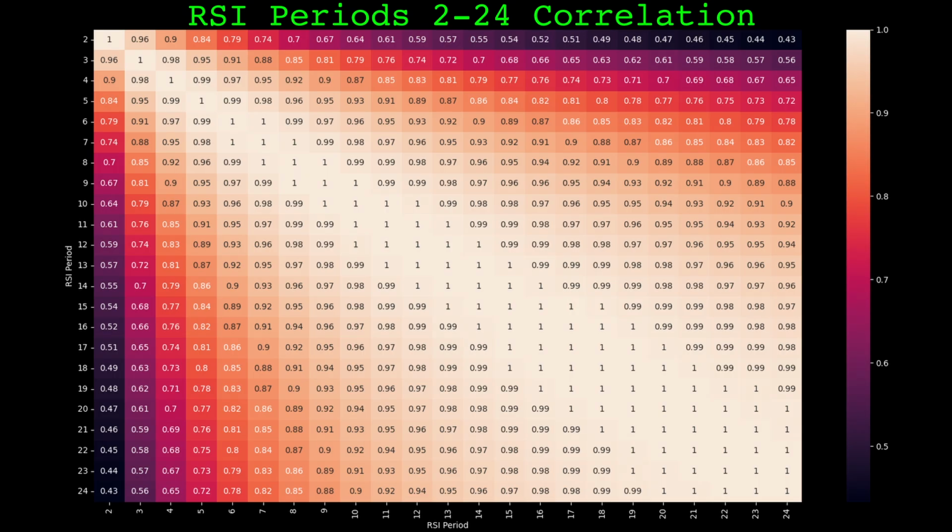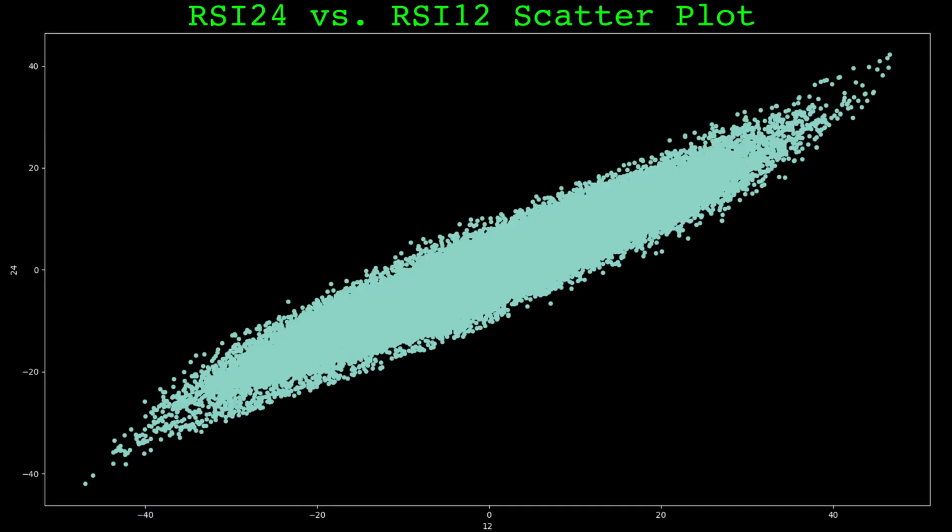We have a total of 23 RSI periods, which is a high dimensionality, and because of the high overlap in information, we're going to use principal components analysis to reduce the dimensionality while preserving the maximum amount of information. Here's a simple example. This is the 24-period RSI and 12-period RSI plotted together in a scatter plot. There is a strong linear relationship between them.